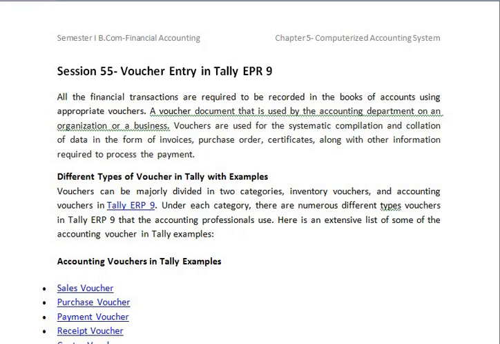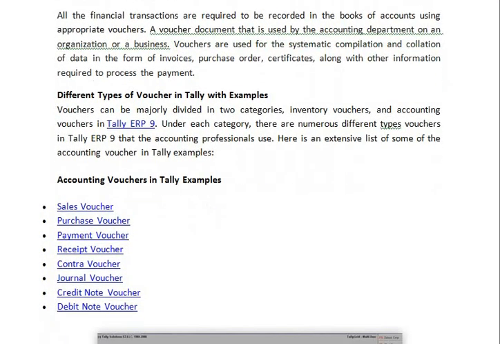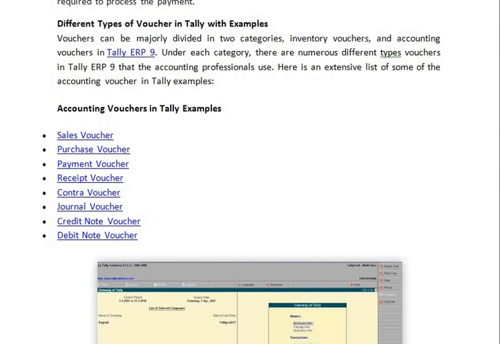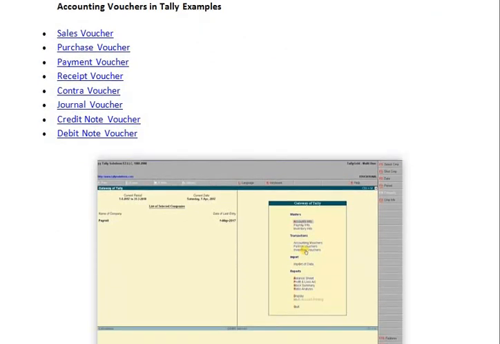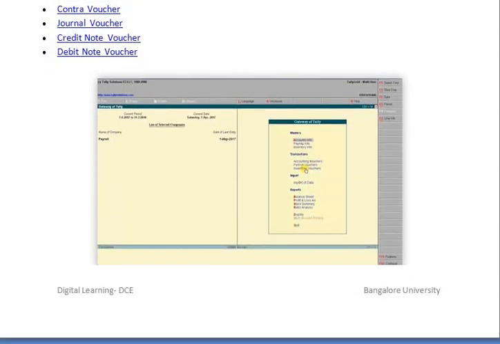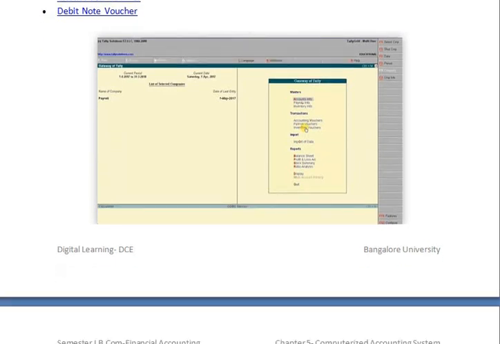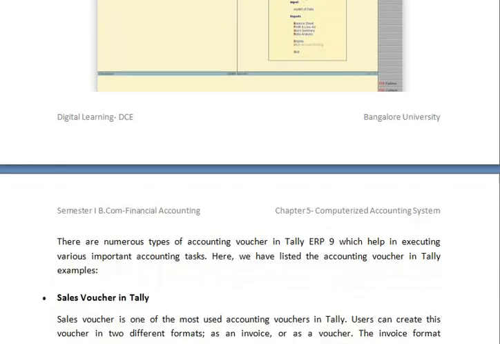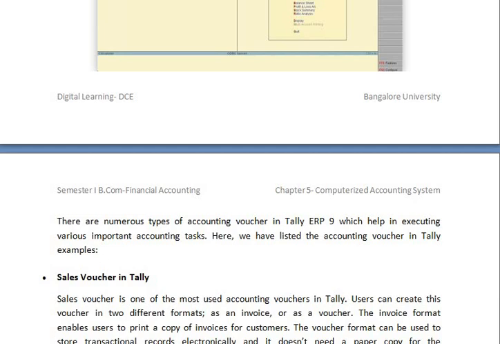We have different vouchers in Tally. What are those different vouchers? That is accounting vouchers. In these accounting vouchers, we have sales vouchers, purchase vouchers, payment vouchers, receipt, contra, general, credit note, and debit note vouchers. This is how it looks in Tally. These are the different vouchers we can go to in the Tally gateway. There are numerous types of accounting vouchers.